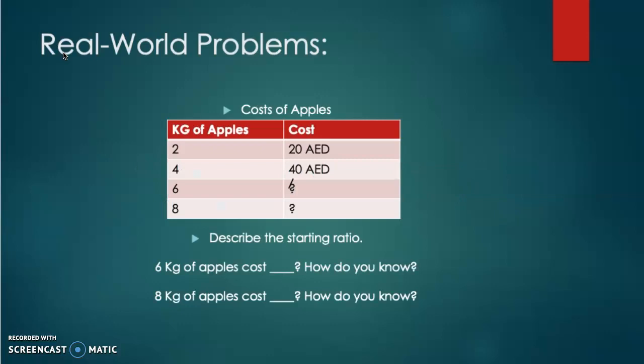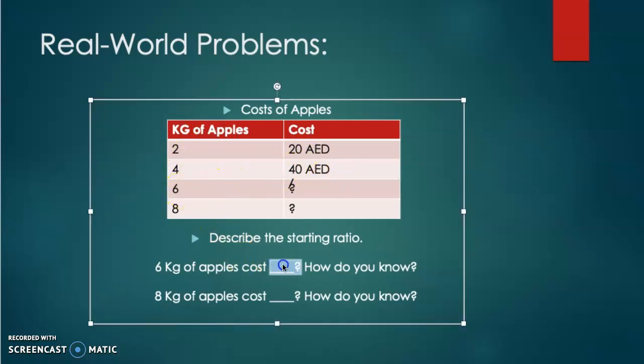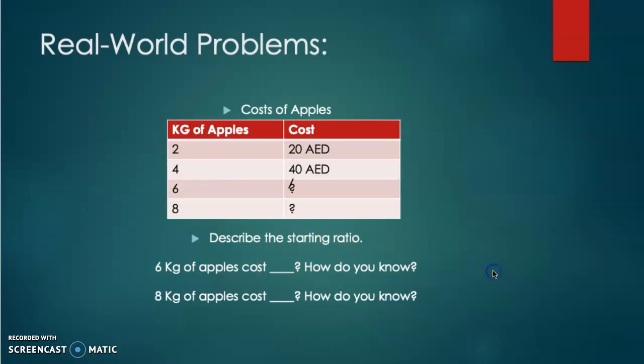There we go. All right, so this real world problem. You're buying apples. 2 kilograms of apples cost 20 dirham. 4 kilograms of apples cost 40 dirham. What is the cost in dirham of 6 kg of apples? What is the cost for 8 kg of apples?